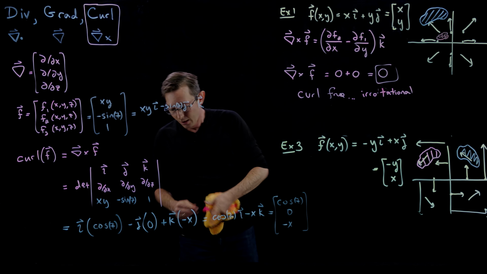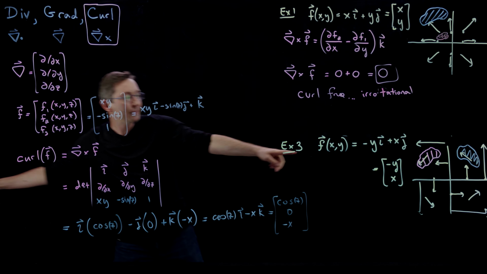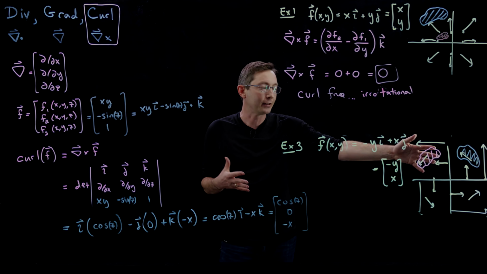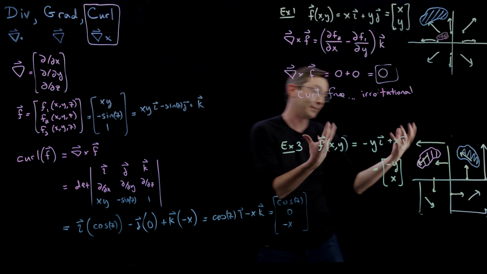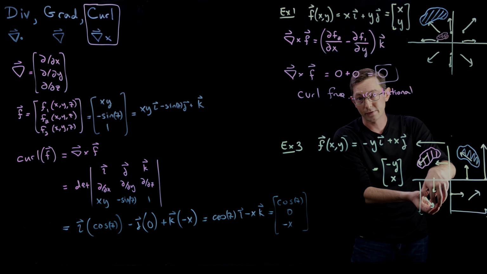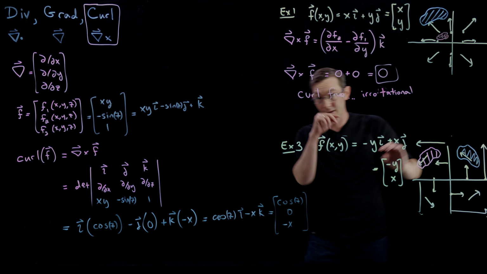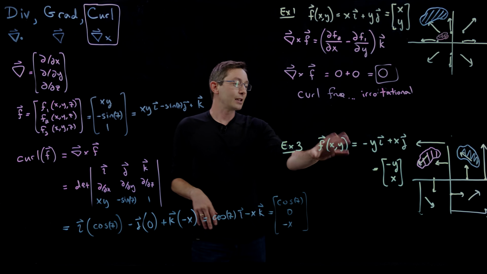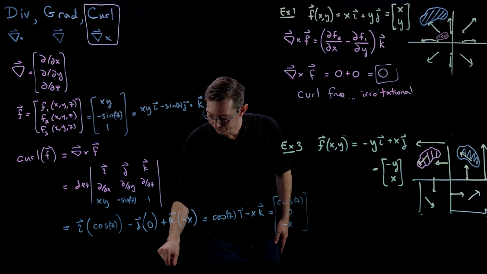Good. But for this vector field down here, we have some reason to think that this is rotational, because if I start with a little particle or blob here, it rotates around this vector field. We've kind of seen that happen. So let's compute the curl of this one here.